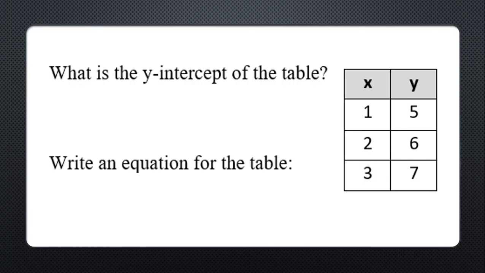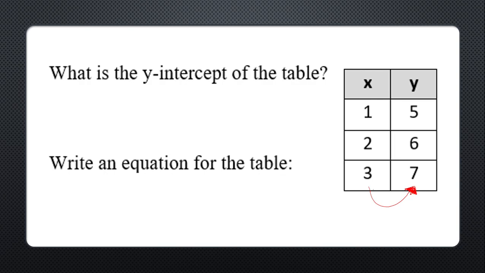All right, the first question says, what is the y-intercept of the table? And write an equation for the table. Well, in order to figure any of these out, I have to look at the relationship of how we're getting from our x to our y. Now we can either see if it's additive, if we're adding a number, or if we're adding a negative number, or if it's proportional, if we're multiplying or dividing.